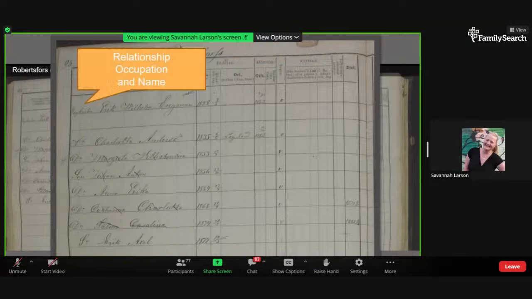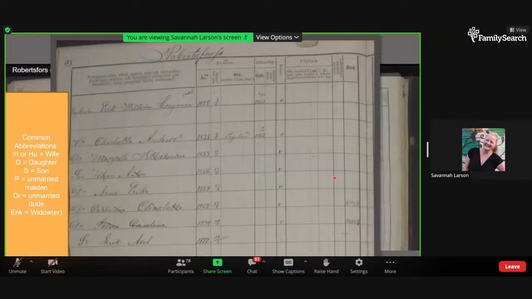Then before the person's name, there's typically a relation and an occupation, and then you've got the person's name. So here, just to show, this is the occupation right here, and then this is the person's name. And then down below, you've got the relation to the head of house listed by every person, and then you've got their name.